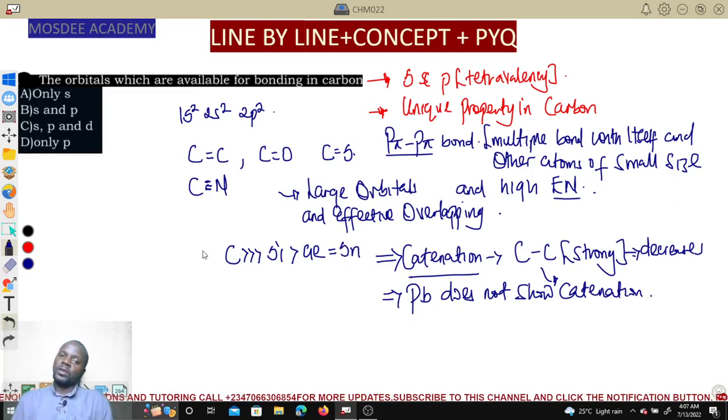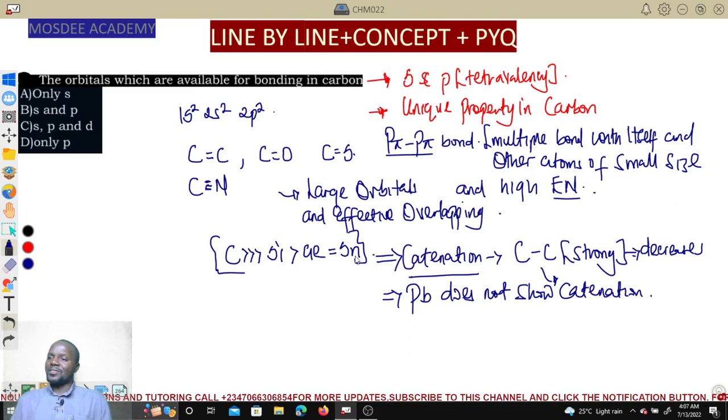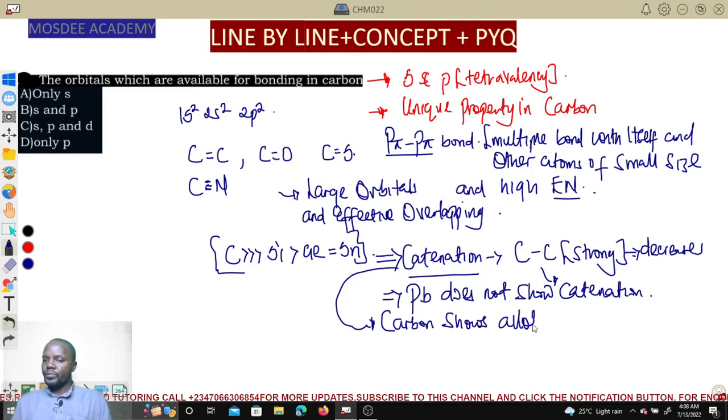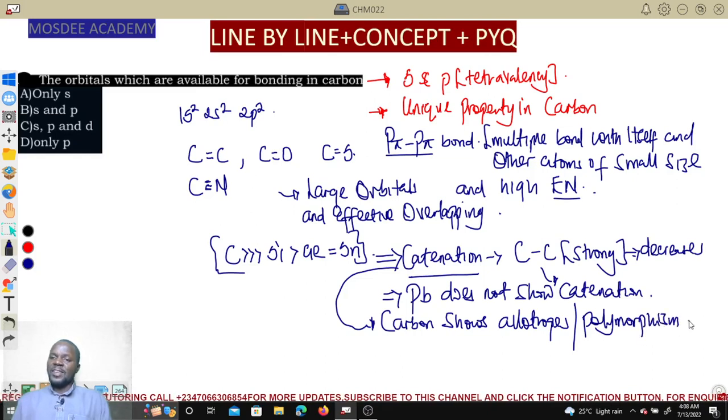This is talking about catenation. These are some special properties which you can keep in mind. Because of this catenation of carbon, and we're talking about characteristics of carbon which you studied in junior classes, carbon shows allotropes. Another name for allotropes is polymorphism, which is the ability of an element to exhibit different forms without changing its physical state.